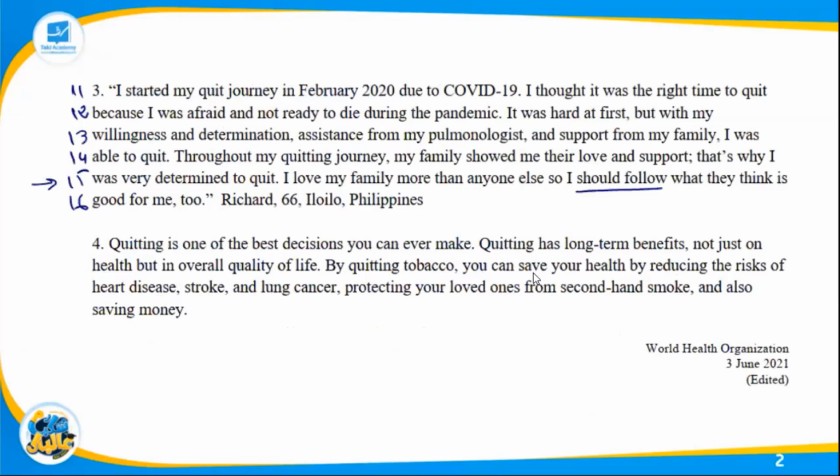This is paragraph 4. What do you think is the correct answer here? Quitting smoking has some advantages. Advantages and benefits, they're synonyms. Okay, they're synonyms. Donc, what do you think the adjective, what is the adjective that we need? Long term, excellent job.